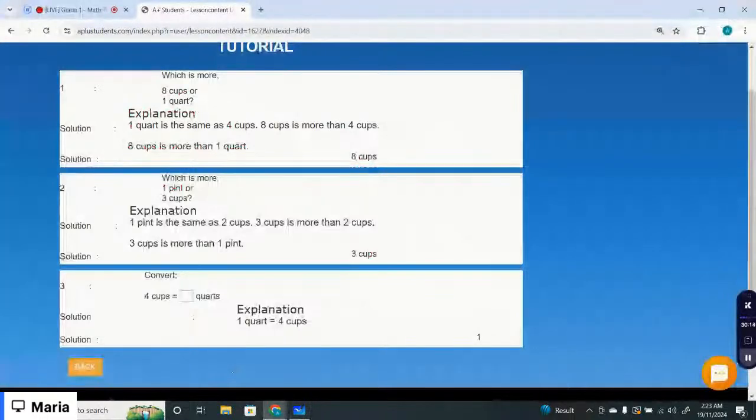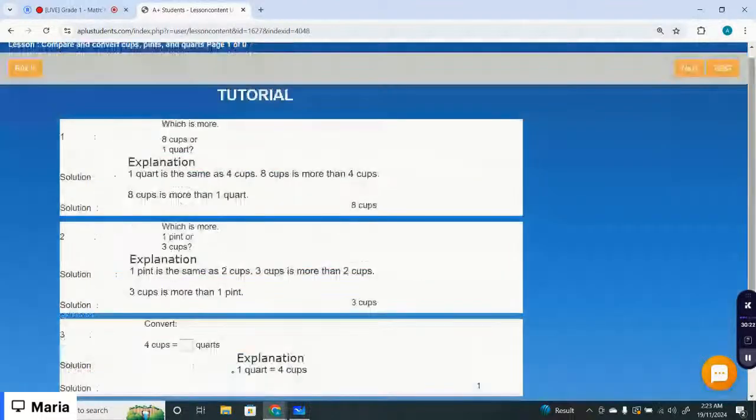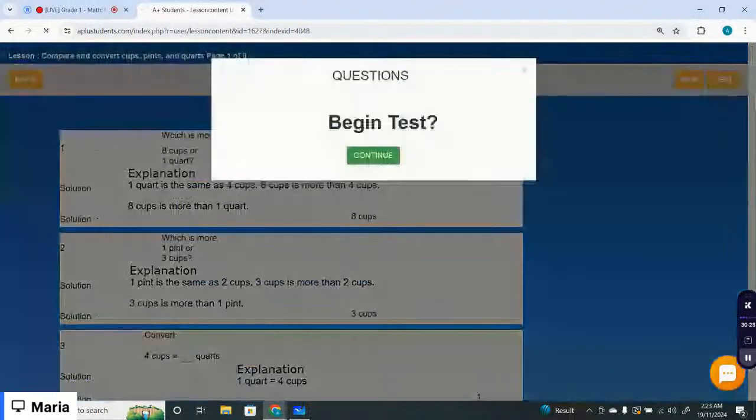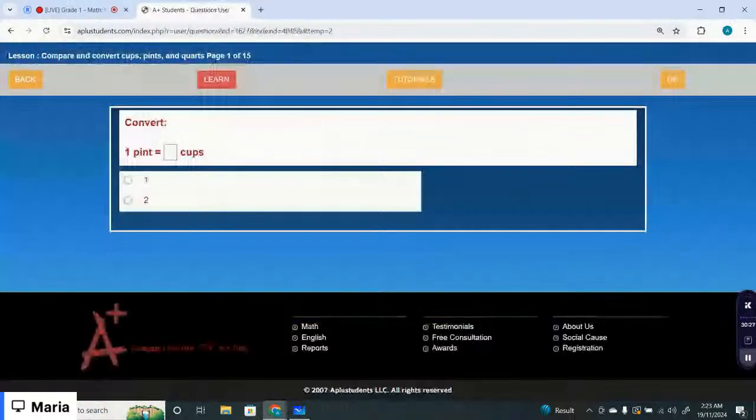The next one is 4 cups. 4 cups equal how many quarts? 4 cups equal 1 quart. These are the basic conversion units. You need to keep them in your mind, so you can note them down. 1 pint equals how many cups?